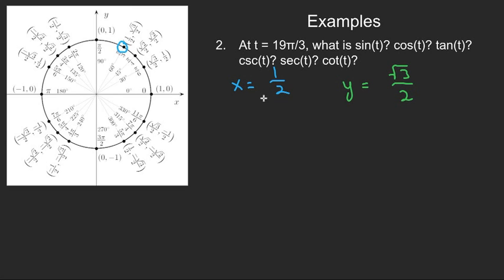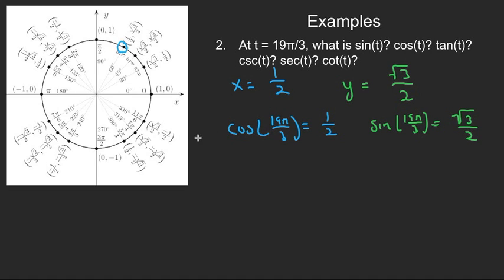Okay, so from this we know, again, cosine of t is x. Therefore, cosine of 19 pi over 3 is equal to 1/2. And we know that sine of t is equal to y, so sine of 19 pi over 3 is equal to root 3 over 2.